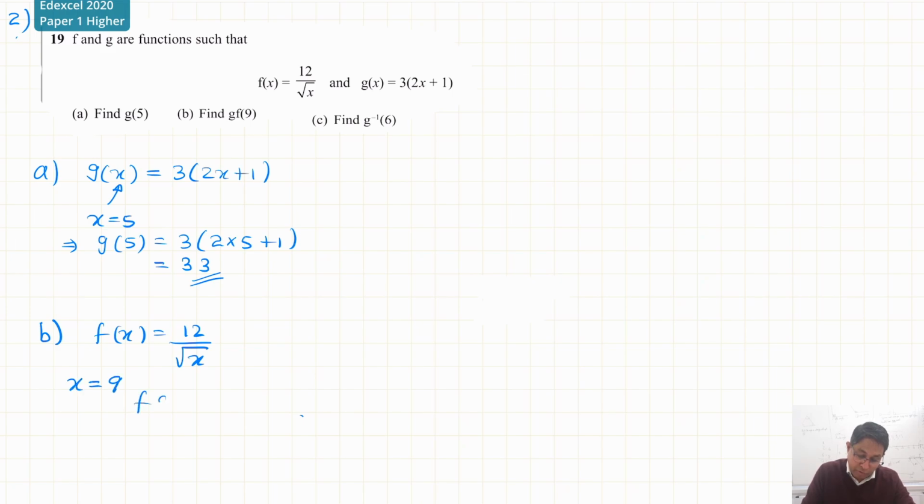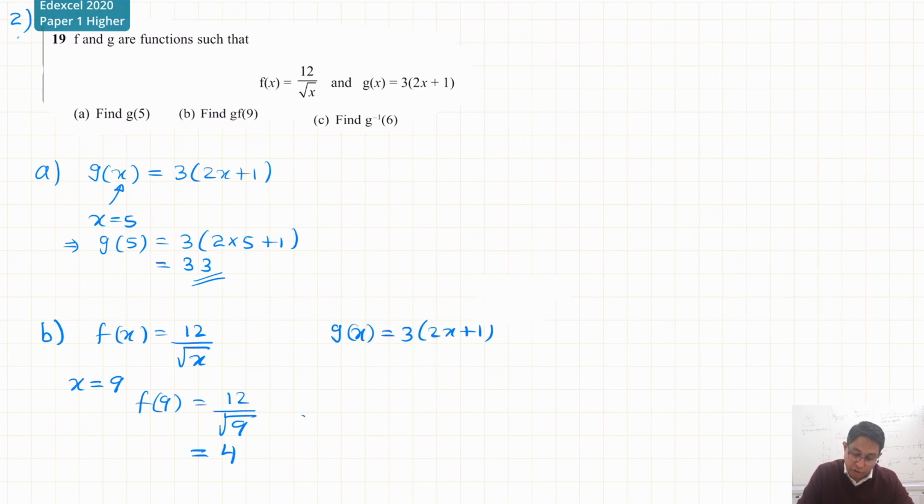That gives us f of 9 equal to 12 over square root 9. Square root 9 is 3, so you have 12 over 3, that's equal to 4. Now take function g of x. You have to substitute x equal to f of 9. Now substitute x equal to f of 9, that's equal to 4.